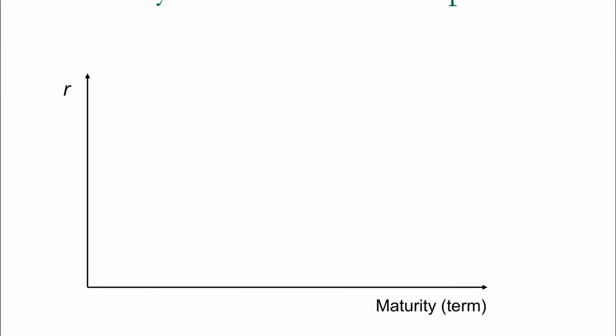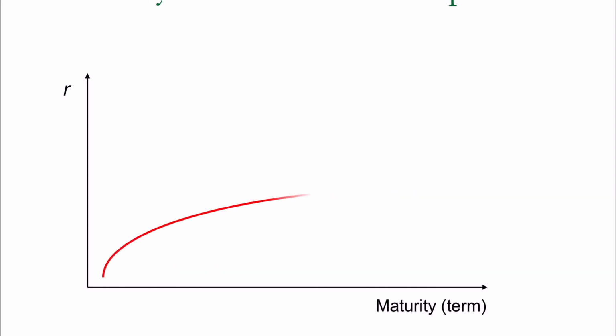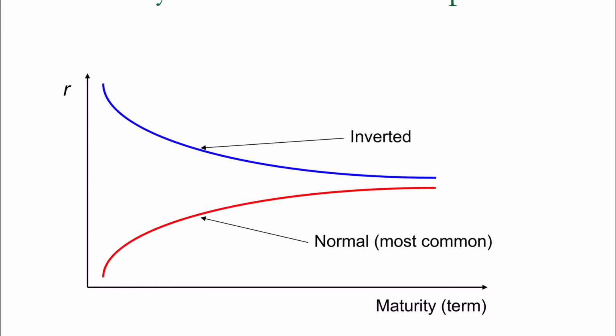So here's what I was talking about, the chart of the 3 different types of yield curves. As I mentioned, on the vertical side we have our yield, the R. On the horizontal side, we have the maturity or our term. This is a normal yield curve, where long-term rates are greater than short-term rates. An inverted yield curve is where long-term rates are less than short-term rates. And then you have a flat yield curve, which is just saying that long-term rates equal short-term rates.